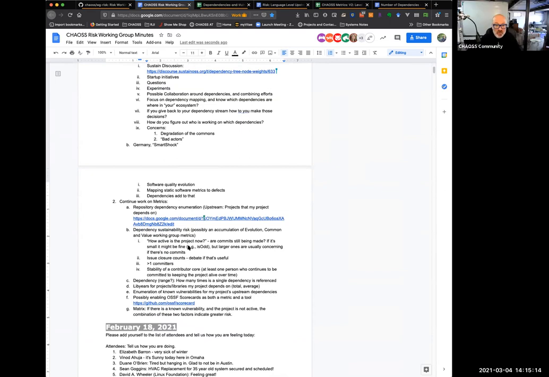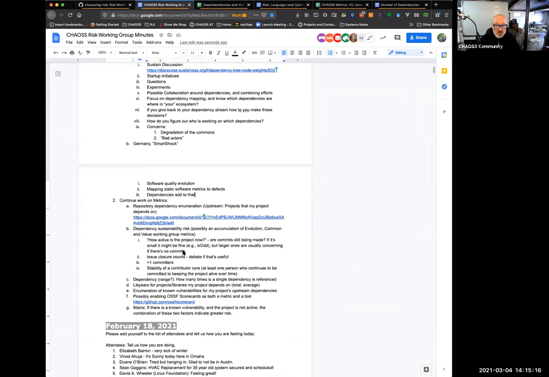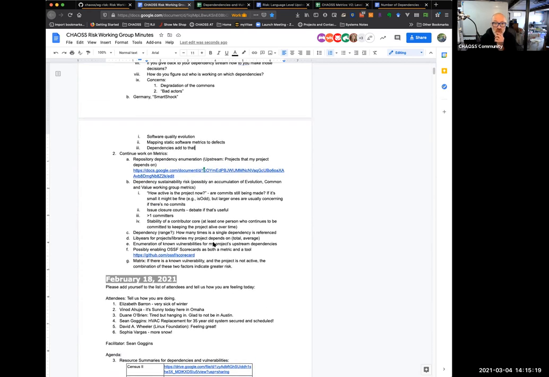So this is the agenda that we laid out, based to some extent on what we talked about last week. Repository dependency enumeration is the metric that we had concluded on working last week. And so continuing to spend some time working on that this week is one of the things we put on the agenda, looking a little bit deeper at sustainability risk and how that might relate to existing metrics and other working groups.